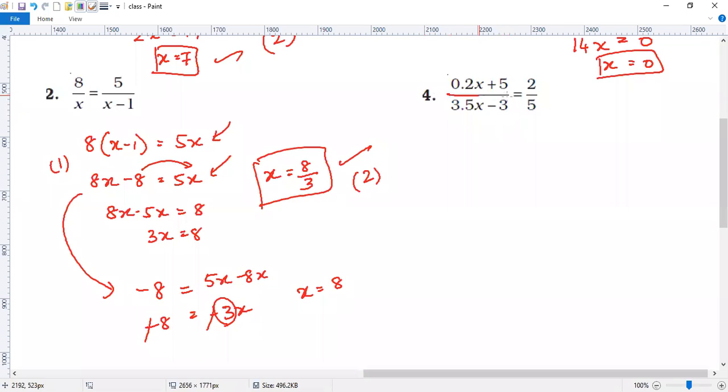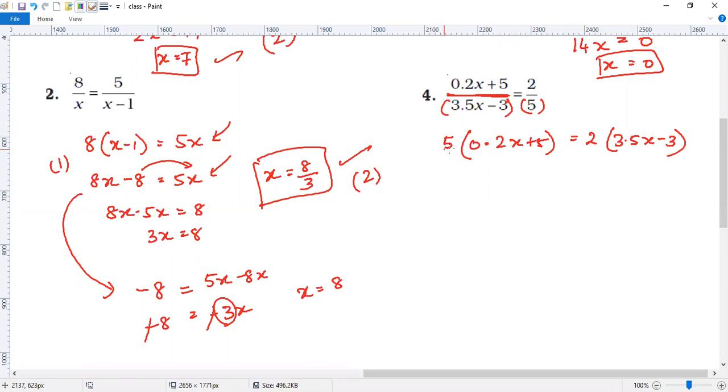See here as well, it is a whole division part. So you can just transpose it for multiplication. So this 5, I take it to the other side for multiplication. So 5 times 0.2x plus 5 is equal to, this term I take it to the other side for multiplication. So it is 2 times of 3.5x minus 3.